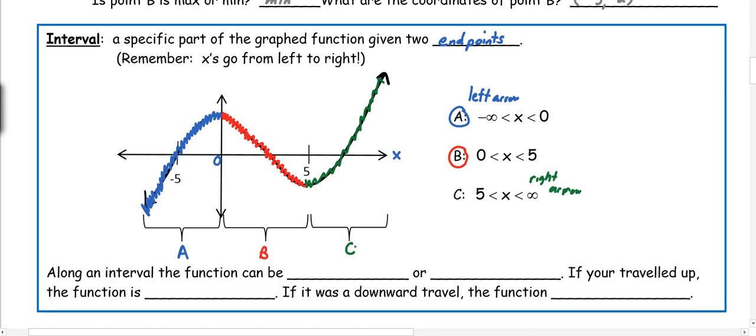So along an interval, you can do two things. You can increase or decrease. If you traveled up to trace your function, that means the function is increasing. So in this case, when we traced our function for A, we went up along the graph, and for C, we went up along the graph. So in this case, A and C were both increasing. If you travel downward, then the function is decreasing.